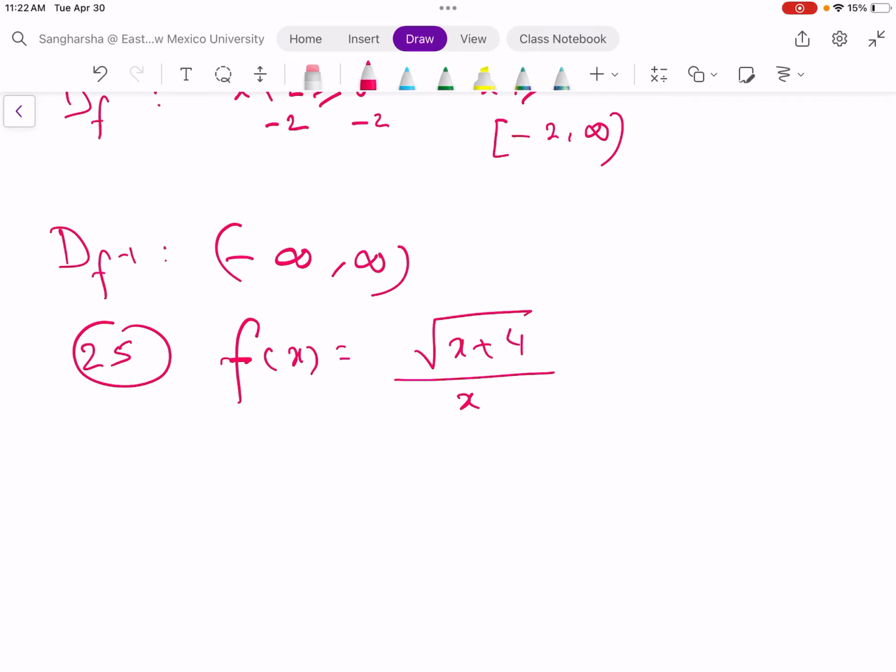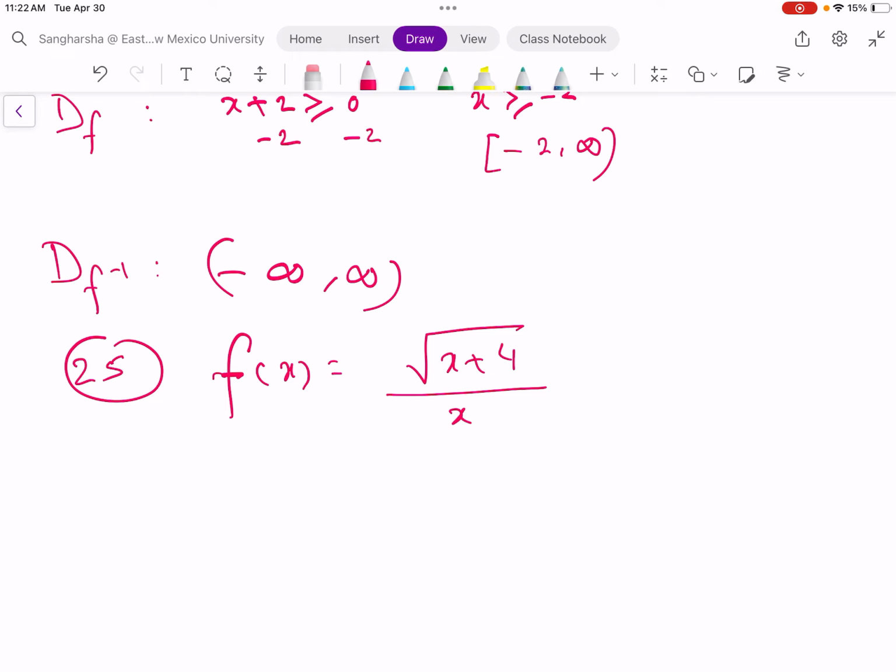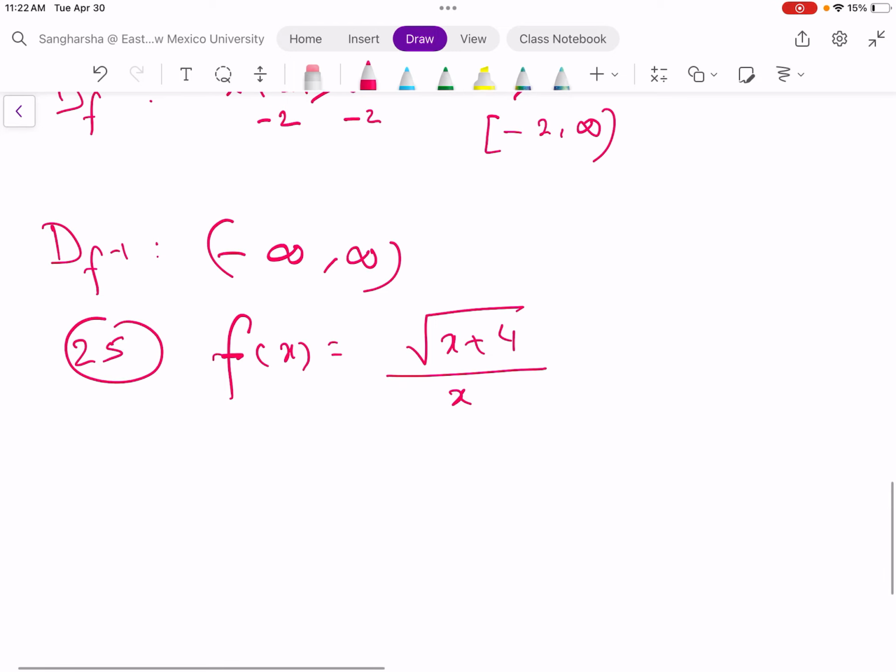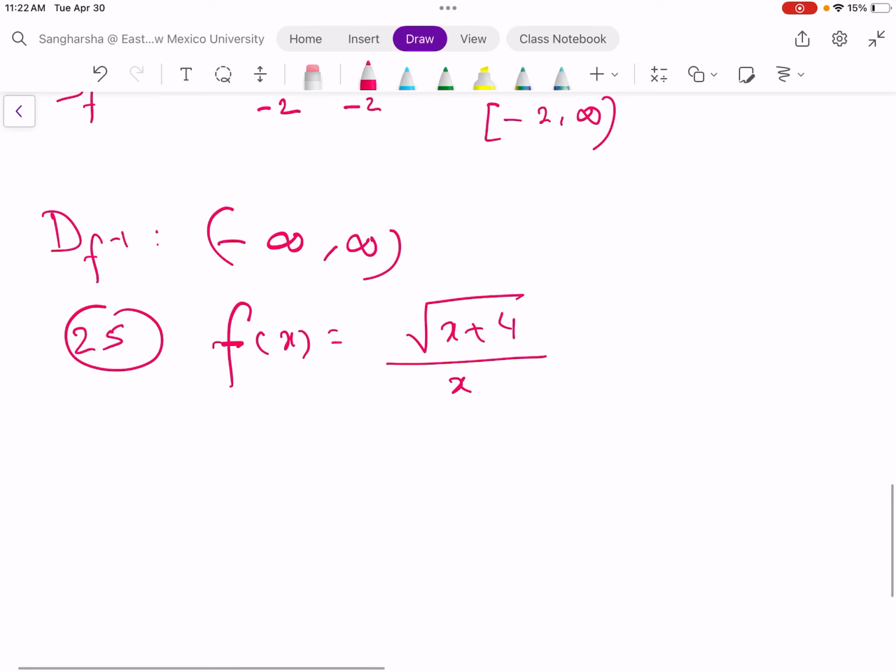Now, for this function to be defined, we do have a square root here, and we can't have a negative number under the square root. So we need to think. Let's take one case at a time. For what number is our denominator 0? 0, right? So it means we can't have x equal to 0. So x is not equal to 0.